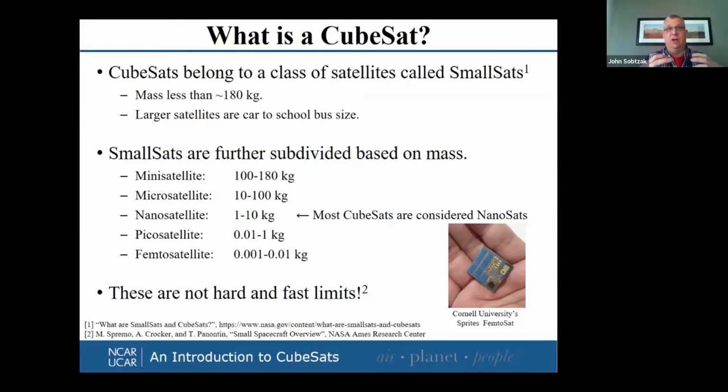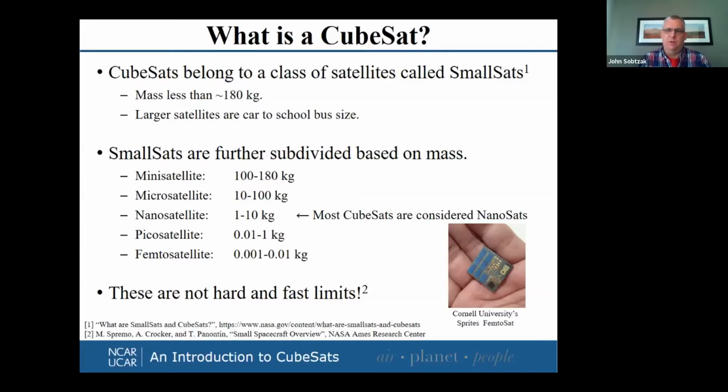Historically, satellites have been very large. They've been the size of a car or a school bus, thousands of kilograms, thousands of pounds. But there's a class of satellites called small sats, which are defined to have a mass of roughly less than 180 kilograms. And this is where CubeSats fall in. The umbrella of small sats is broken up into several subcategories, if you will, based on their mass, going from a mini satellite on the large side all the way down to a femto satellite, which is very, very small. And most people don't even know femto satellites exist.